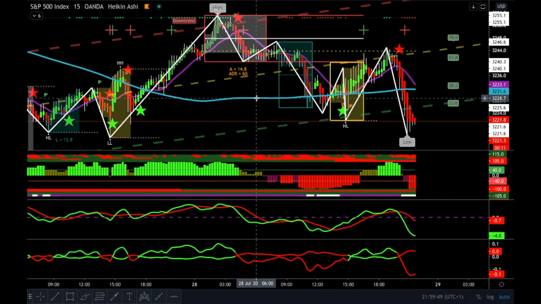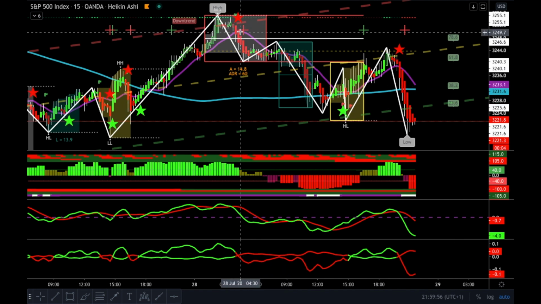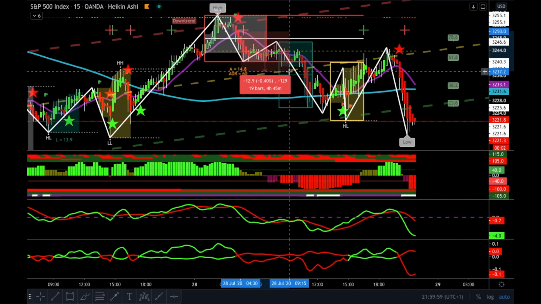SPX 500, you would have been able to catch this trade. You had your MACD crossover here. You had a star here. You had your BACD crossover here. Price has crossed the 14 moving average. And you could have held this trade.